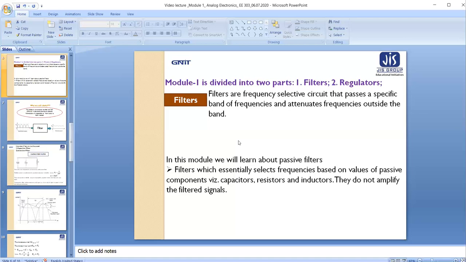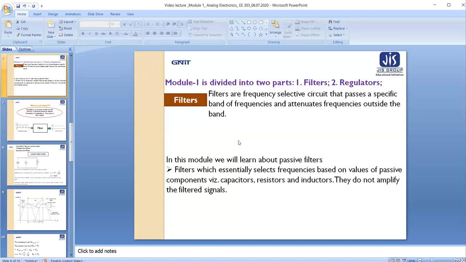Secondly, most of the communication systems, communication circuits, are dealing with different types of signals at different frequencies, but all the frequencies are not needed for proper operation of the communication based circuits. So in that case, some selection will be very essential. Now, for selection of the frequencies, a circuit to be employed is a filter. So filter is a frequency selective circuit that passes a specific band of frequencies and attenuates frequencies outside the band.